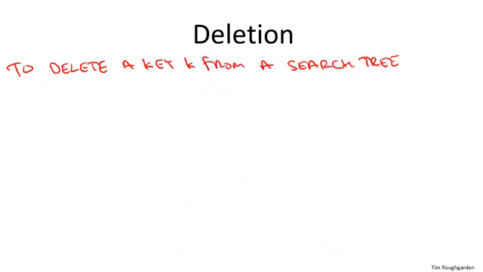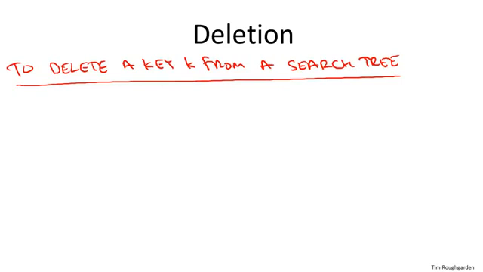In most data structures, deletion is the most difficult operation, and search trees are no exception. So let's get into it and talk about how deletion works. There are 3 different cases. The first order of business is to locate the node that has the key k, the node that we want to get rid of.